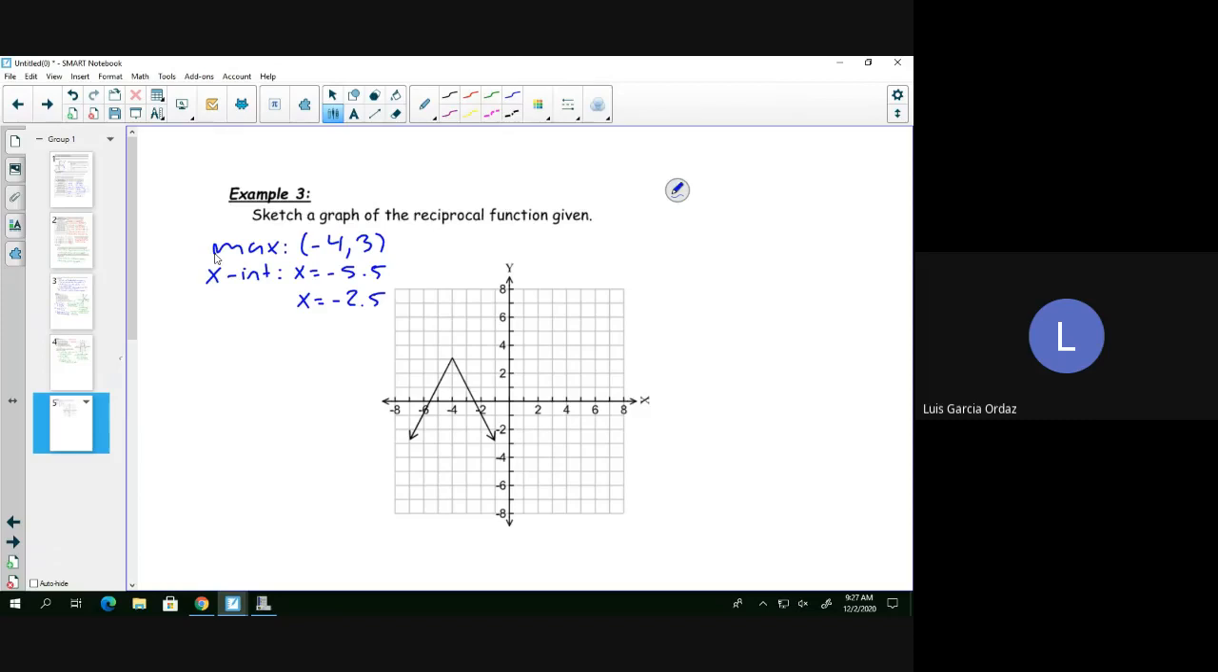Okay. So we want to graph the reciprocal. So we have f of x, and we want to graph 1 over f of x. The first thing that we should do is draw our asymptotes. Where are our asymptotes going to land for 1 over f of x? Negative 5.5 and negative 2.5. Remember, the vertical asymptotes just have to do with the x-intercepts of f of x.